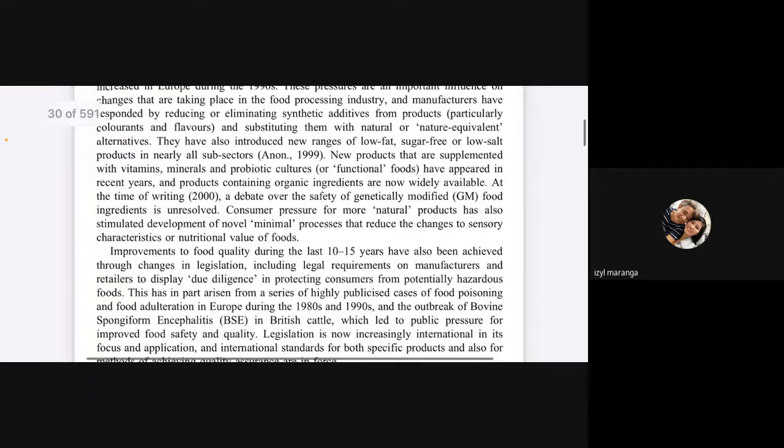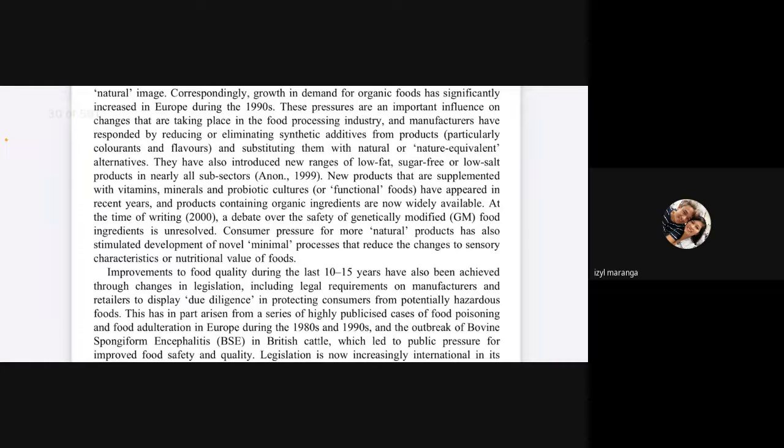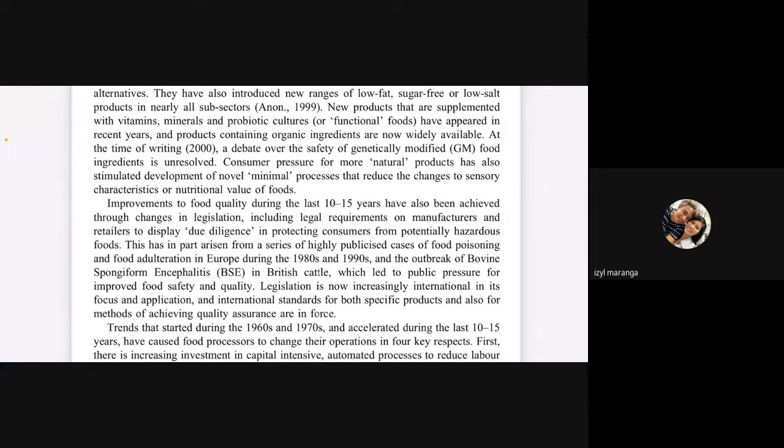Ayun. So, as the days go by, meron na tayong introduction ng mga low-fat, sugar-free, or low-salt products, di ba? According to 1999. And meron din tayong mga food products, even candies and mga junk foods, no, na supplemented with vitamins, minerals, and probiotic culture, which appeared lang in the recent years. And now, do we agree of the use of the genetically modified food ingredients? Because until now, it is unresolved.